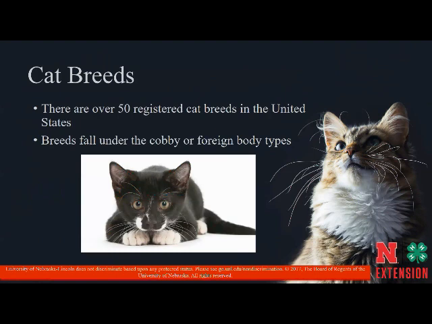So now, let's talk about the United States. There are over 50 registered cat breeds in the United States. Breeds fall under the cobby or foreign body types, just like we talked about. If you had to take a guess, what kind of cat do you think this one is? Natalie. Yeah, I would say it's closer to a foreign. Its head isn't round, it's a little short, but its ears aren't very big either, are they? So I would say there's more foreign in that cat.